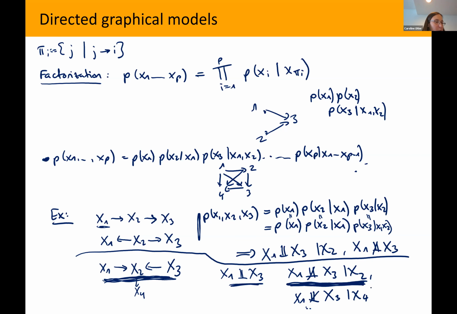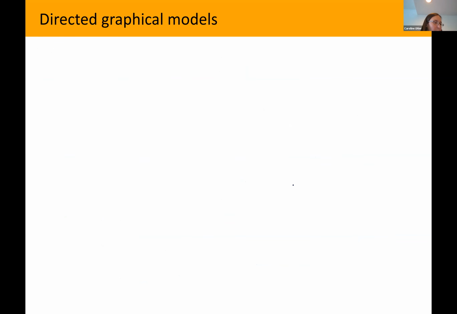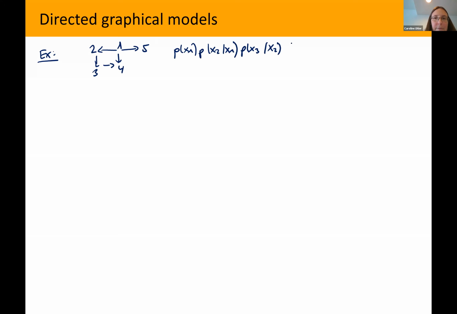Okay, so I want to figure out a way of reading off from the graph itself what these conditional independence relations are. Let me do a little bit more complicated example, then it will become a bit clearer. So I have here another example, and let's do the same factorization again. x1 has no parents, so it's just p of x1. x2 has parent x1. x3 has the parent x2. x4 has two parents, x1 and x3. And x5 has one parent, x1.